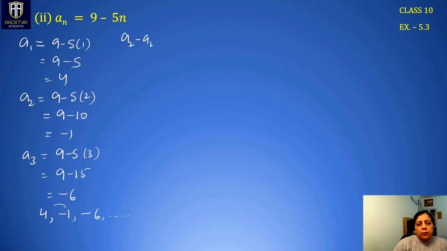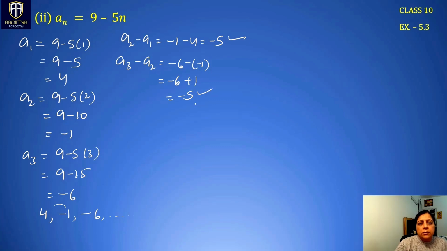A2 minus A1 is minus 1 minus 4, that is minus 5. A3 minus A2 is minus 6 minus minus 1. This is minus 6 plus 1, again minus 5. So yes, the constant difference between any two consecutive terms is the same. So this is an AP.